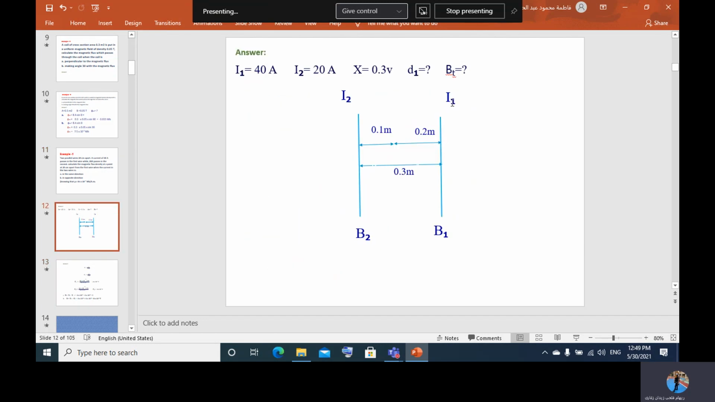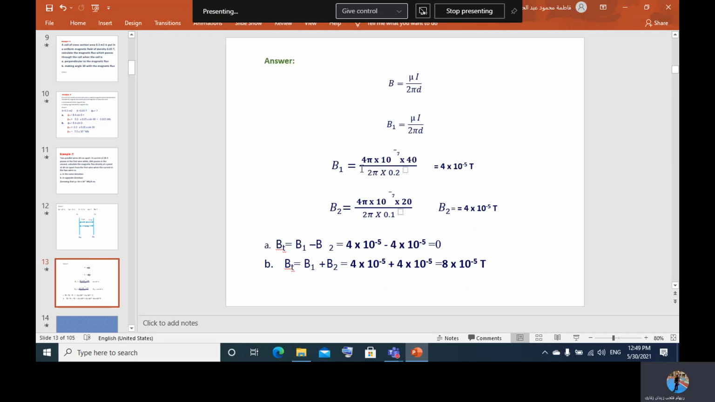This is the first wire, the I1, and this is the point I would like to calculate the flux at. So the distance is 0.2. All right, back again to the answer. If I plug in the numbers, and be careful when you calculate the numbers with each other, the final answer is 4 times 10 to the power of -5, and the unit of B is Tesla.